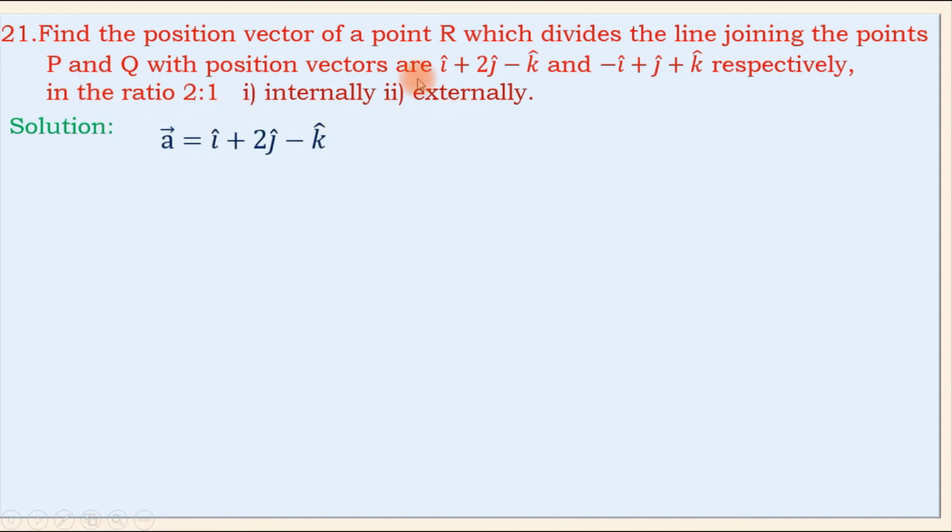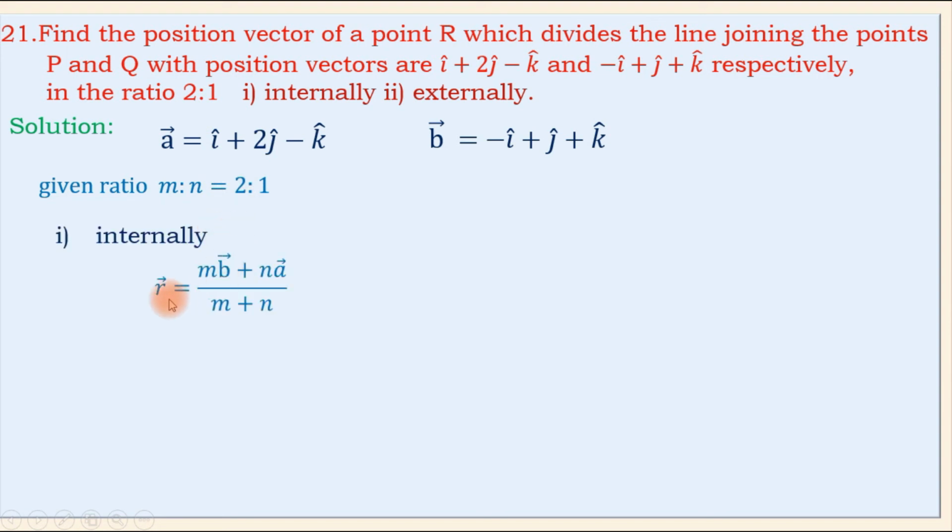So take a vector equals position vector of the point P and b vector equals position vector of the point Q. Given the ratio is m:n, that is 2:1, we have the section formula for internal division, that is r vector equals (m b vector plus n a vector) divided by (m plus n). So m is 2 and n is 1, that is 2 into (b vector, minus i cap plus j cap plus k cap) plus 1 into (a vector, i cap plus 2j cap minus k cap) divided by m plus n, that is 2 plus 1.